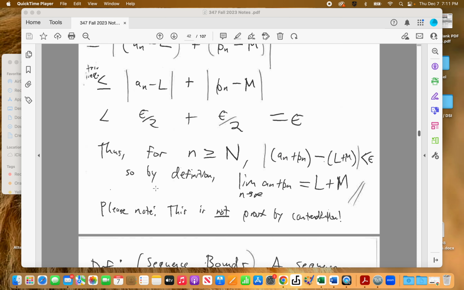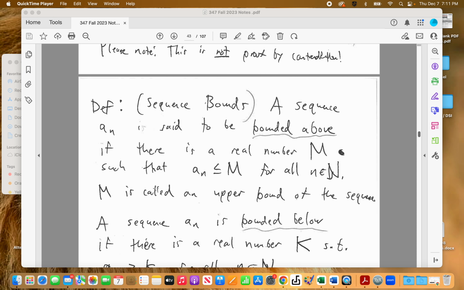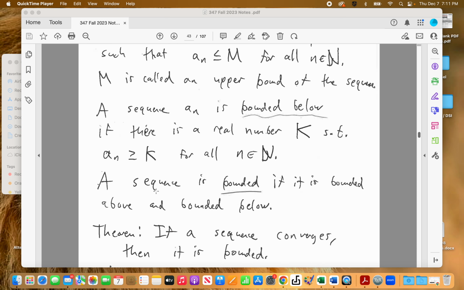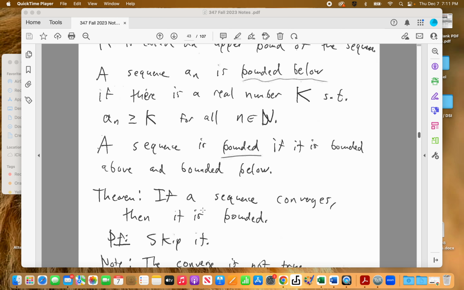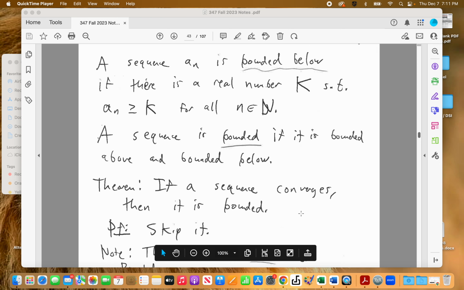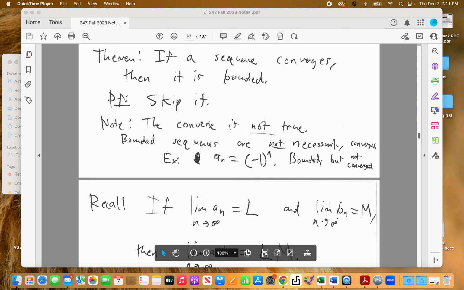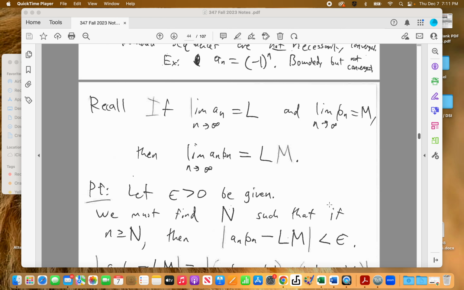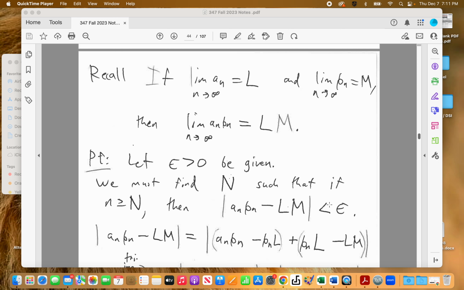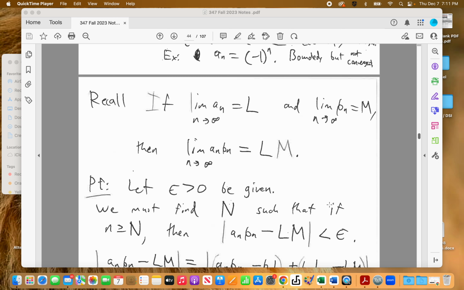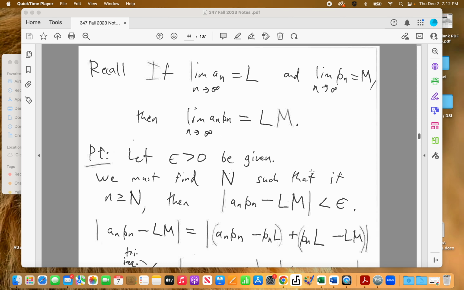Triangle inequality, of course. Yeah, obviously, upper bounds and lower bounds were important to us. What were some important things here? So this is the proof of the product of sequences, the product a_n b_n. That limit was L times M.